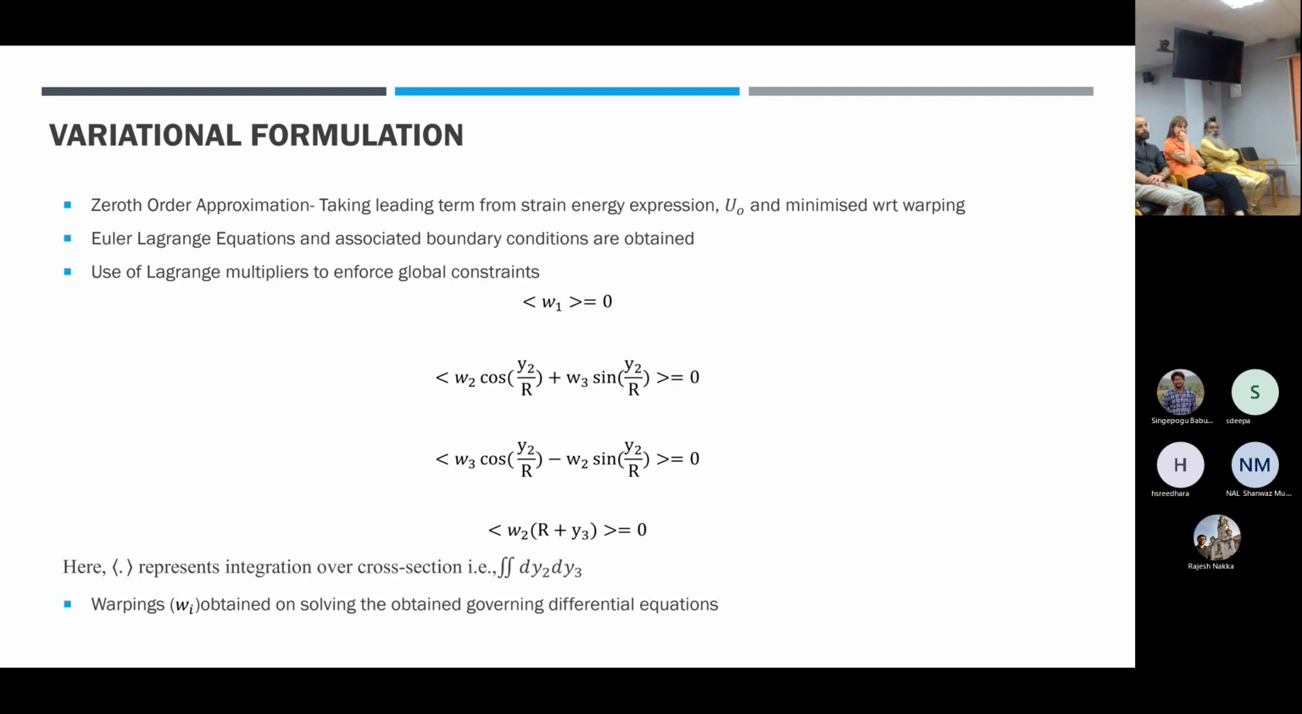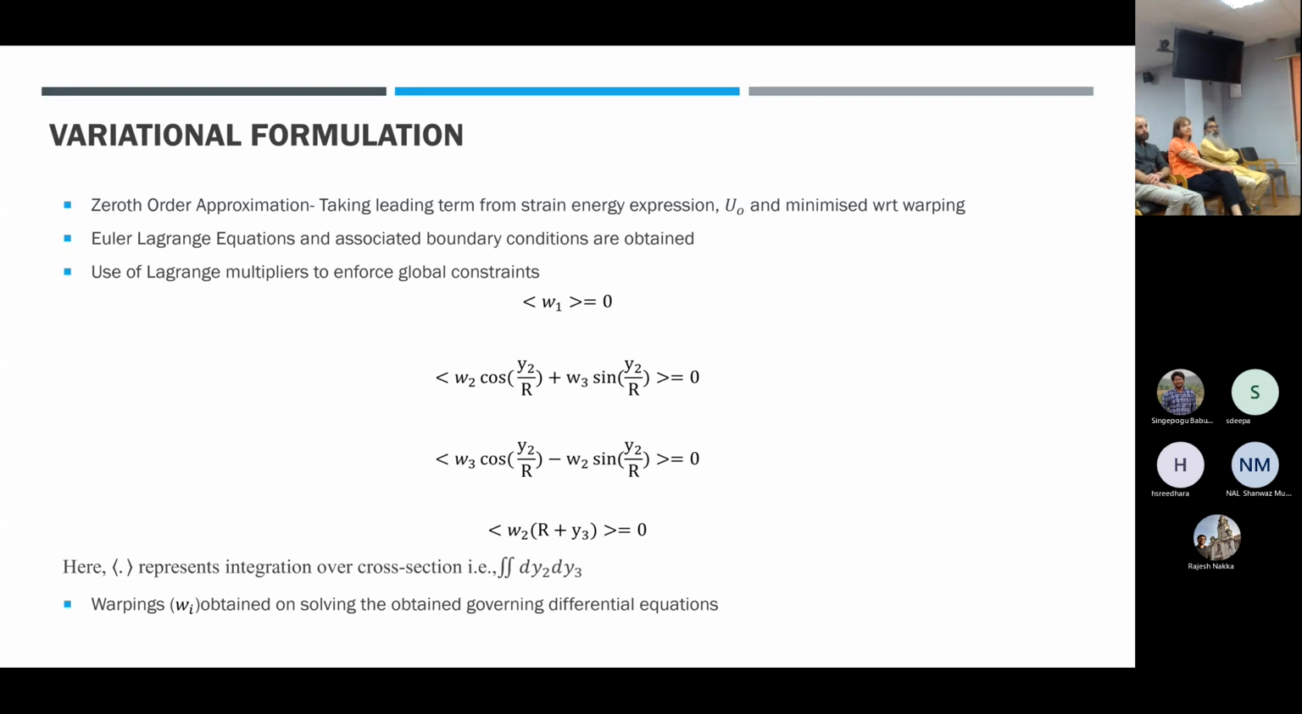Here, these global constraints basically depict that there is no contribution of warping to the general deformation due to extension, bending, or torsion.